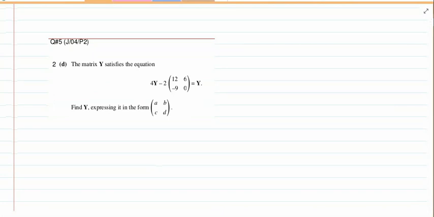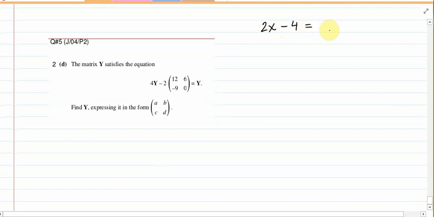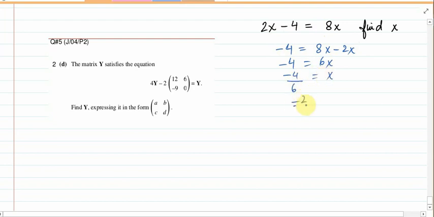Now before starting this question, let me give you an example. Let's suppose that you have a question 2x minus 4 is equal to 8x, and I ask to find the value of x. So it is very easy, right? First you need to collect all the variables on one side, so it will be minus 4 is equal to 8x minus 2x, so it will be minus 4 equal to 6x, and then you will say minus 4 divided by 6 equal to x. Furthermore, minus 2 divided by 3 is equal to x, right? So that is an easy example of algebra, how we find the unknown from one equation.